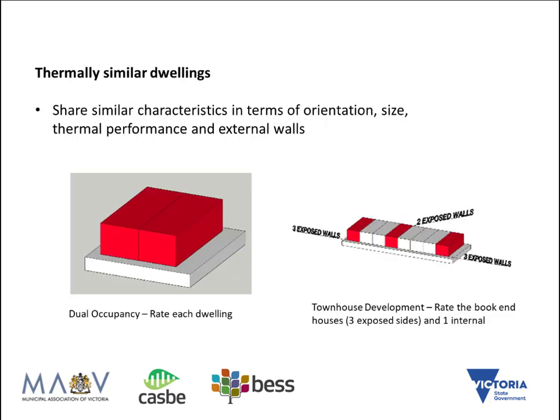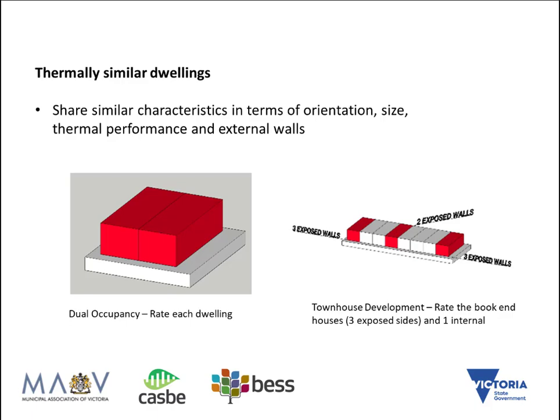Thermally similar dwellings largely refers to the performance of the envelope, the orientation of the dwelling and its living spaces. Thermally similar dwellings generally have similar orientation, similar heating and cooling loads, are of a similar size, and have a similar number of external or exposed walls. The slide shows two examples.